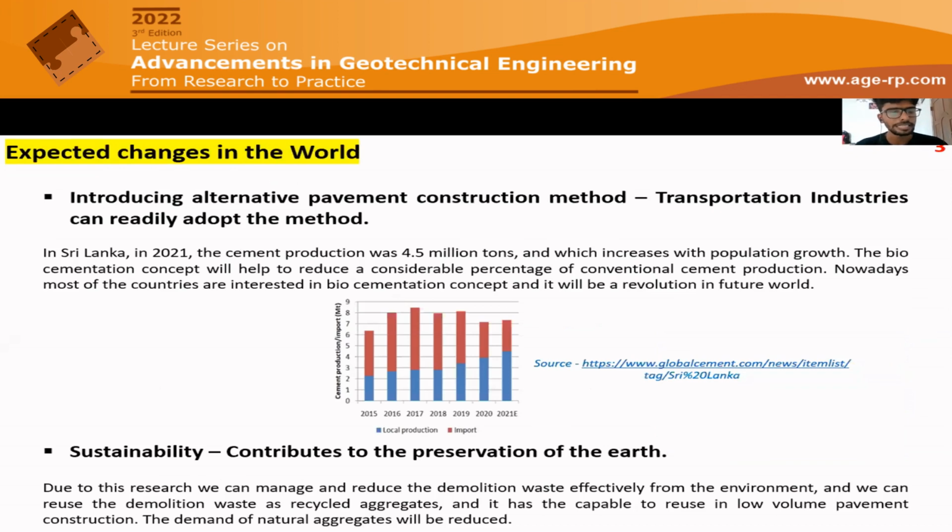If we implement biocement in the geotechnical or construction industry, we can at least reduce a considerable percentage of ordinary Portland cement production, and it will help minimize CO2 emission. Due to the recycling of demolition waste, especially concrete aggregates, we can practice sustainability, and it will help protect natural resources. So we have to practice sustainability, and we have the responsibility to serve our environment.